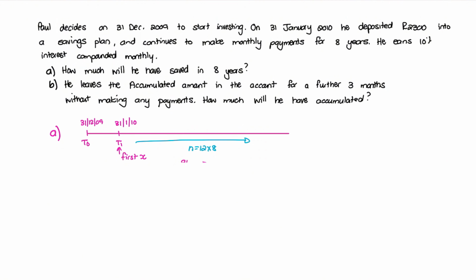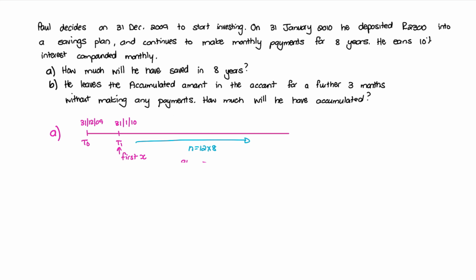We can see on the 31st of January 2010, he deposited 2,300 Rand into a savings account or savings plan. Now that is our first payment. So before that, we don't have any information on Paul making an investment. He simply made the decision. So this is our first payment. I'm going to call it our first X, and we can also have it as 2,300 Rand.